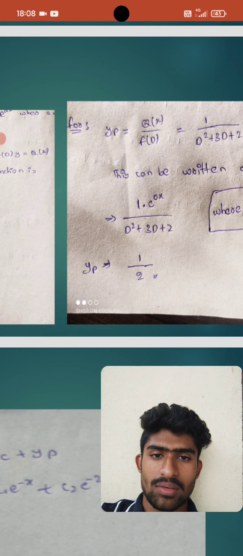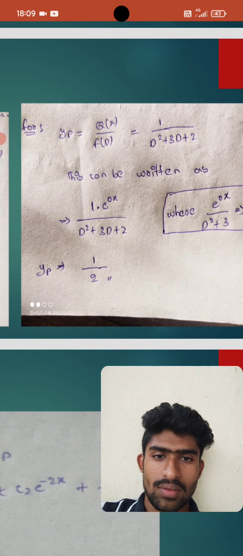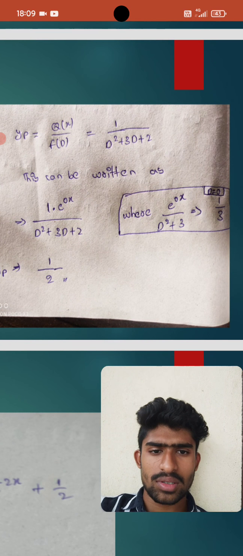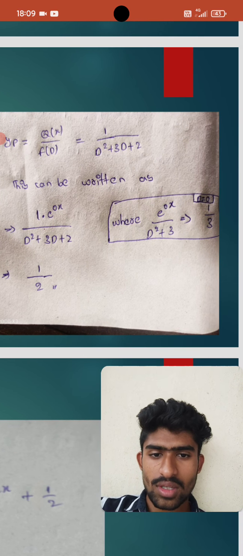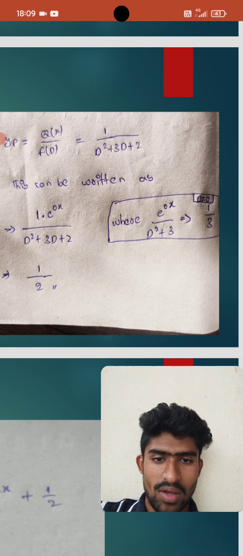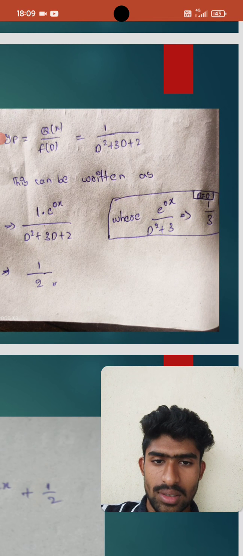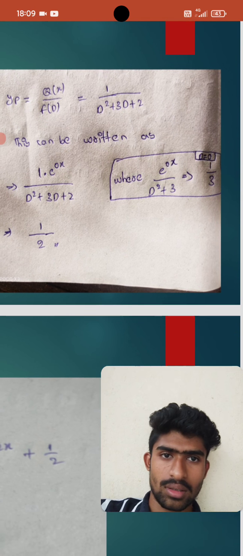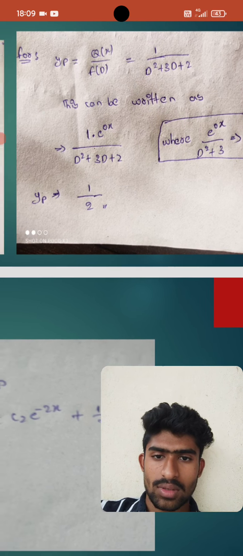And yp, the particular integral, equals q of x divided by f of D, where f of D equals D square plus 3D plus 2. This can be written as e power 0x by D square plus 3D plus 2. The formula is e power ax, where D equals a, and here a equals 0, so we get 1 by 2. Thus yp equals 1 by 2.